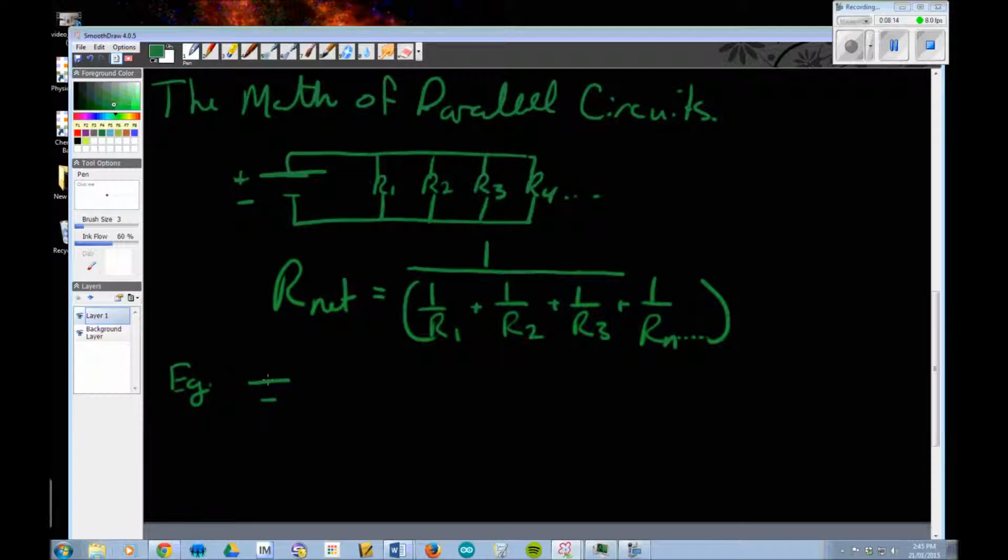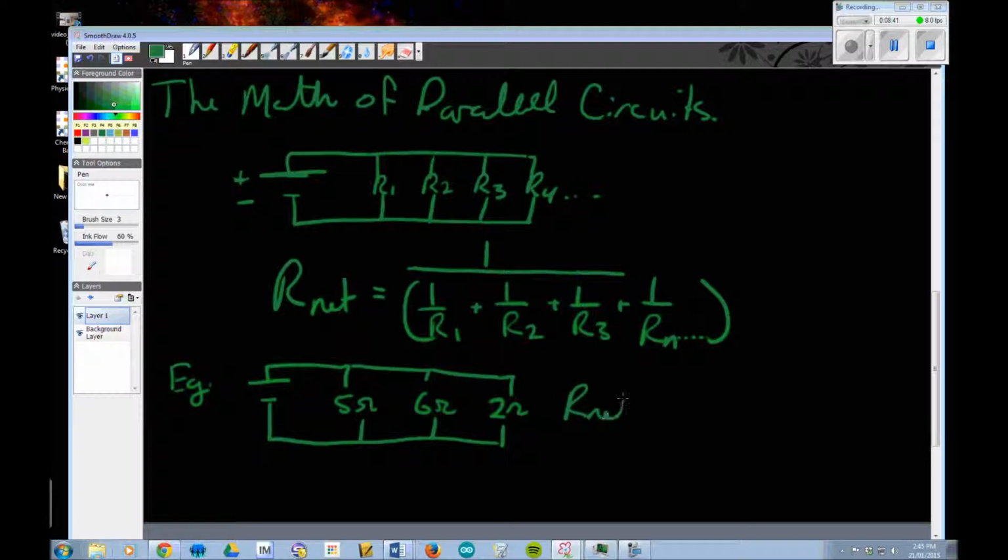Just redraw a quick circuit here. And let's see, we have 5 ohms, 6 ohms, 2 ohms, all in a parallel situation. So basically, we just want to know, from the perspective of the source, what is the overall net resistance of this circuit. There are other ways that you can write this formula. This is my preferred way. I think it's the easiest to understand what's going on. So 1/5 plus 1/6 plus a half.